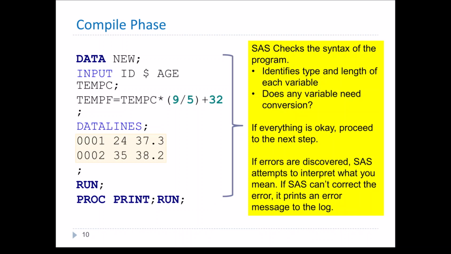Sometimes SAS can go ahead and proceed with the data step, even if there might be a misspelling error or something like that. However, if SAS can't correct the error, it prints an error message to the log. And we'll see some examples of that.